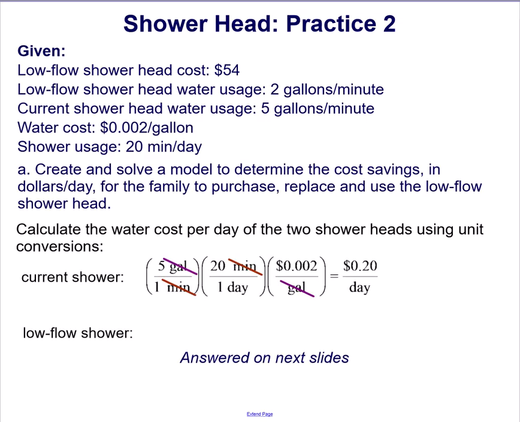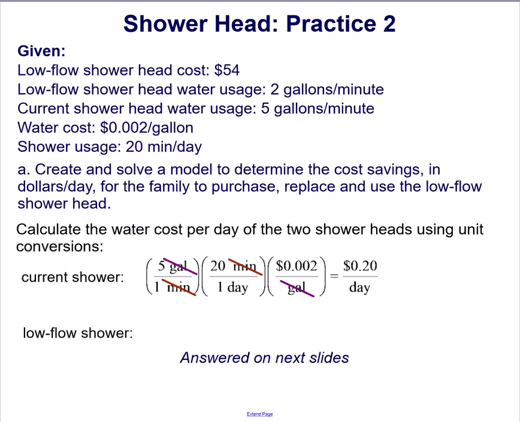For scenario A, we want to create and solve a model to determine the cost savings in dollars per day for the family to purchase, replace, and use the low flow shower head. So we're going to calculate the cost per day of the 2 shower heads using unit conversions. We'll start with the current shower head, which uses 5 gallons per minute. The family showers for 20 minutes per day, and the cost is $0.002 per gallon.